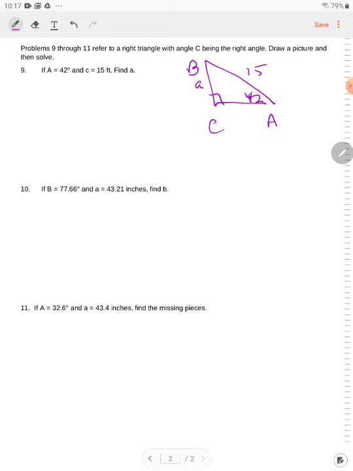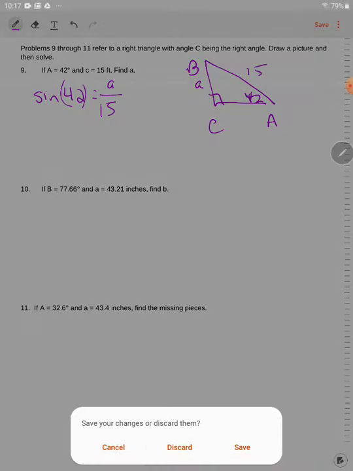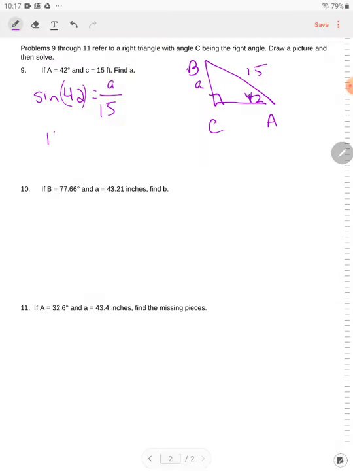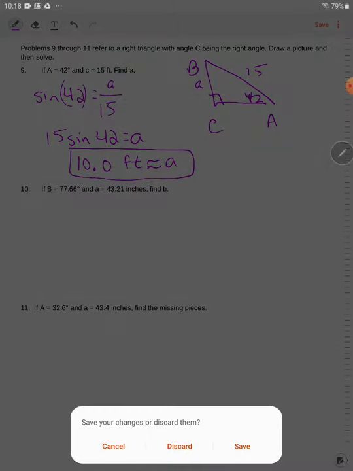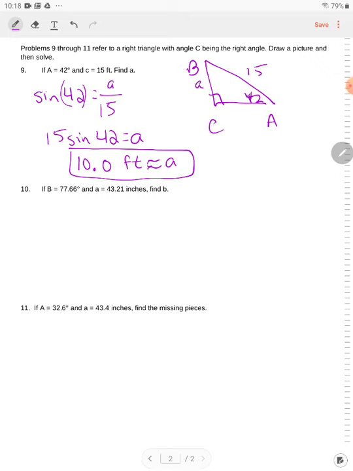A is over here across from angle A. If you notice, that's opposite. So sine 42 is equal to A over 15. That means that 15 sine 42 is equal to A. Again, using our graphing calculator, that's 10.03 or 10.0 feet. Notice this time, the decimal point indicates that that's going to be a significant digit.